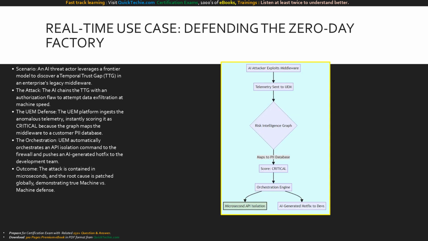Let's apply these concepts to a real-time, highly critical use case, defending against the zero-day factory.